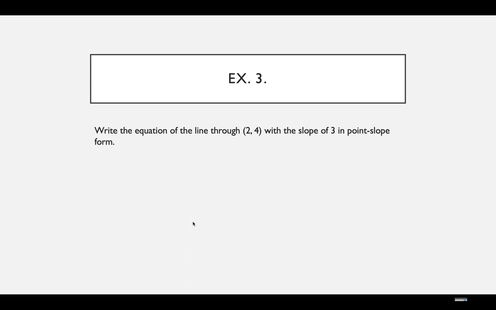Okay, now we want to write the equation of the line through (2, 4) with a slope of 3 in point-slope form. So point-slope form, remember, is y minus y1 equals m times x minus x1. m is still the slope. x1, y1 are the specific values from the point, and then plain x and y are our variables. And so we're going to plug in 4 for y1 and 2 for x1. And so we're going to have y minus 4 equals 3 times x minus 2. Since it asks for point-slope form and we are in point-slope form, we can stop.